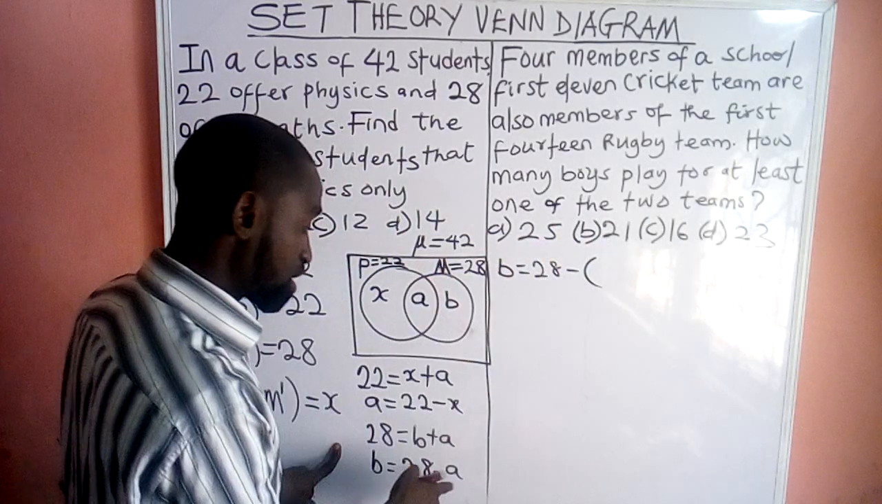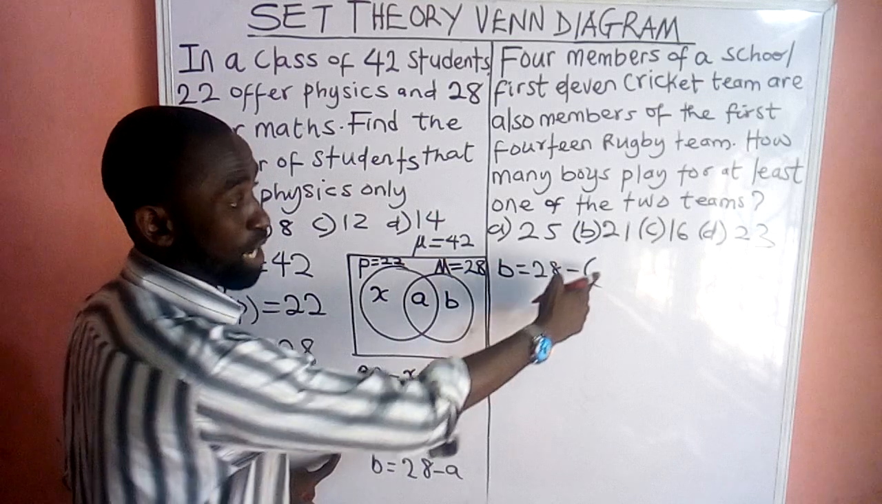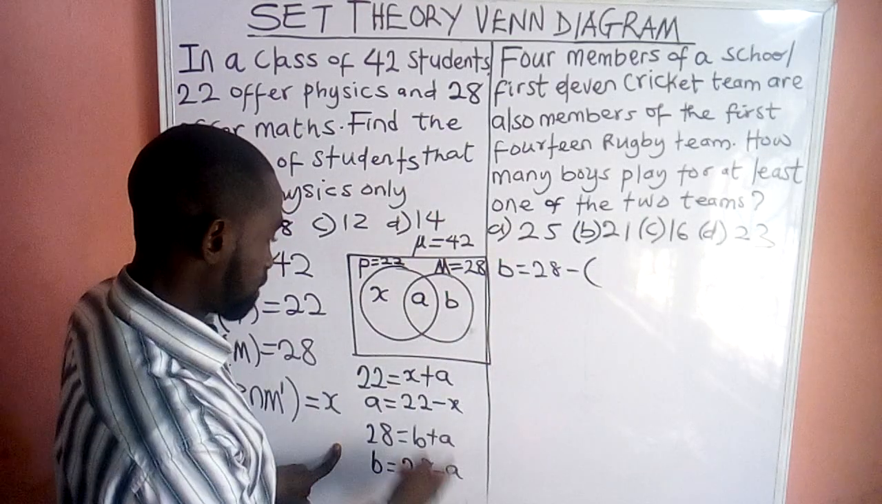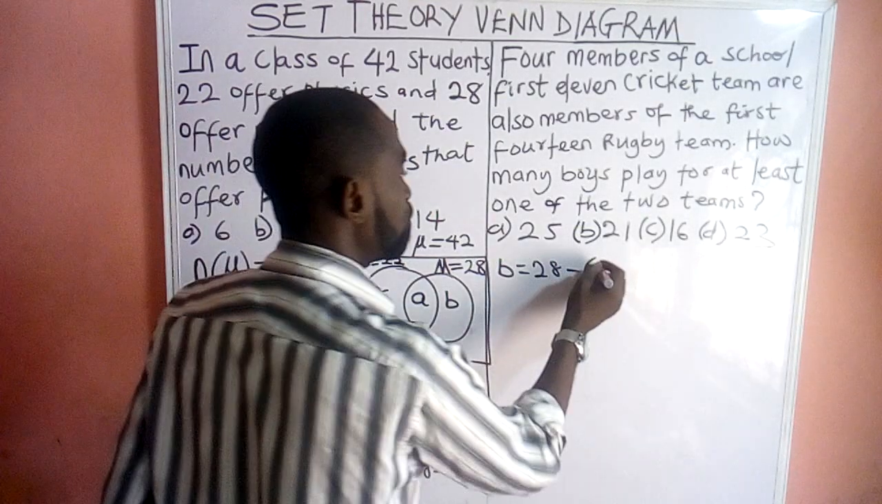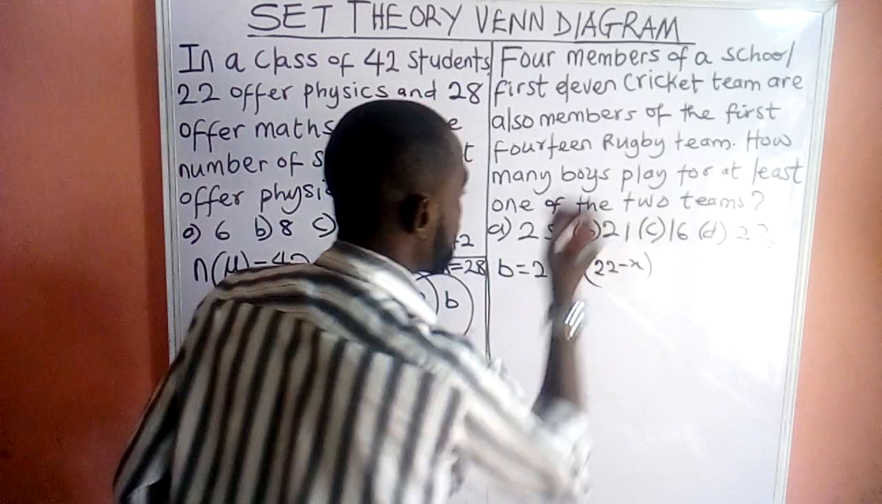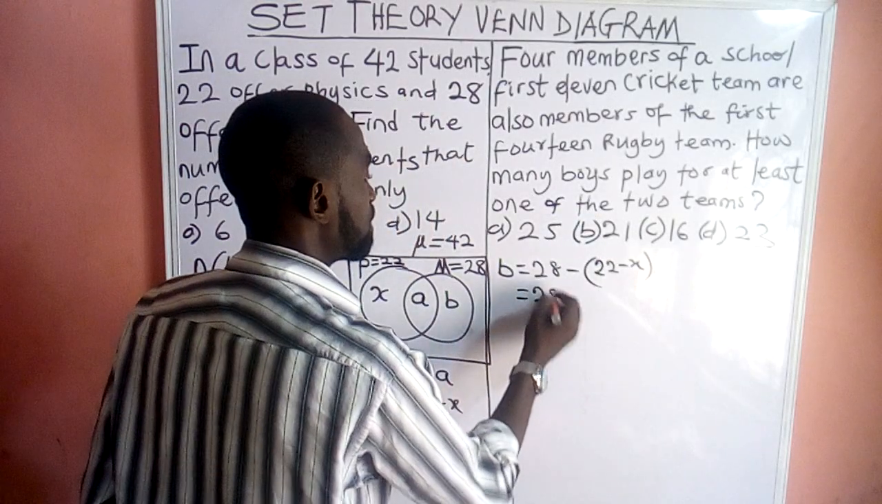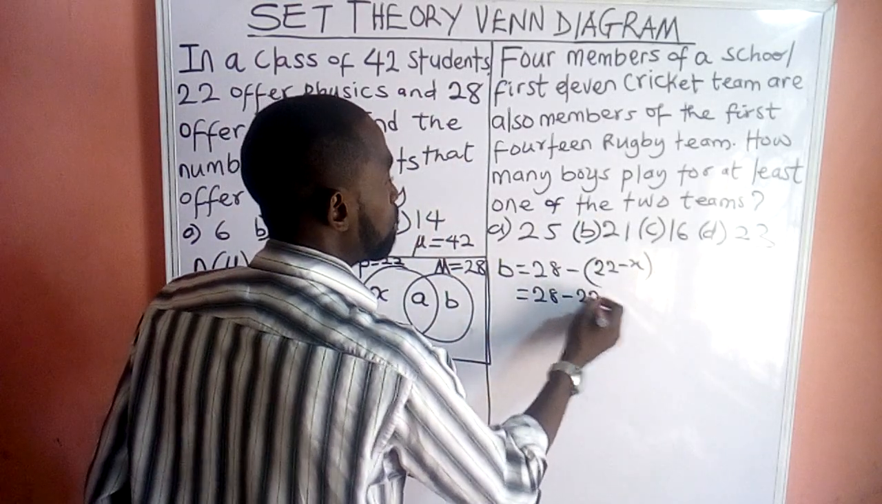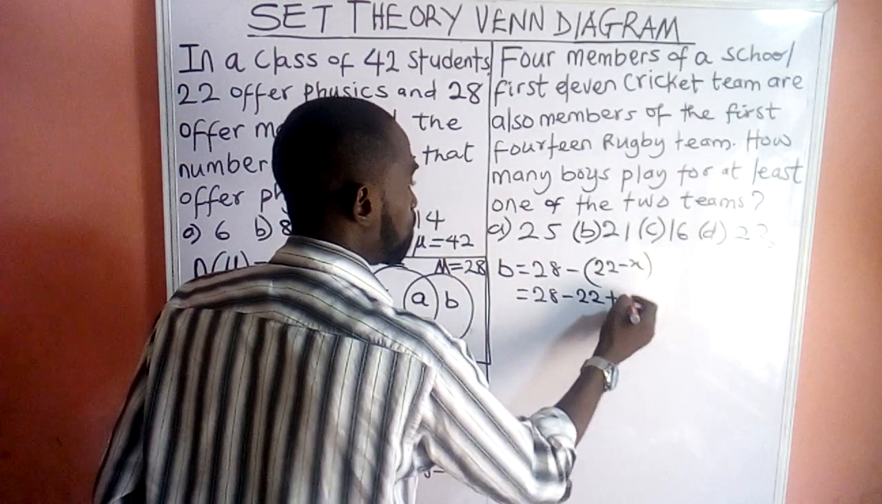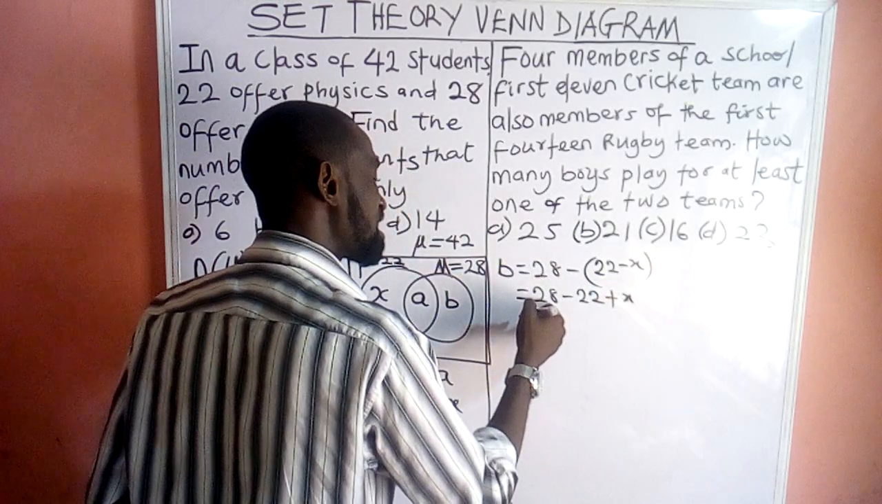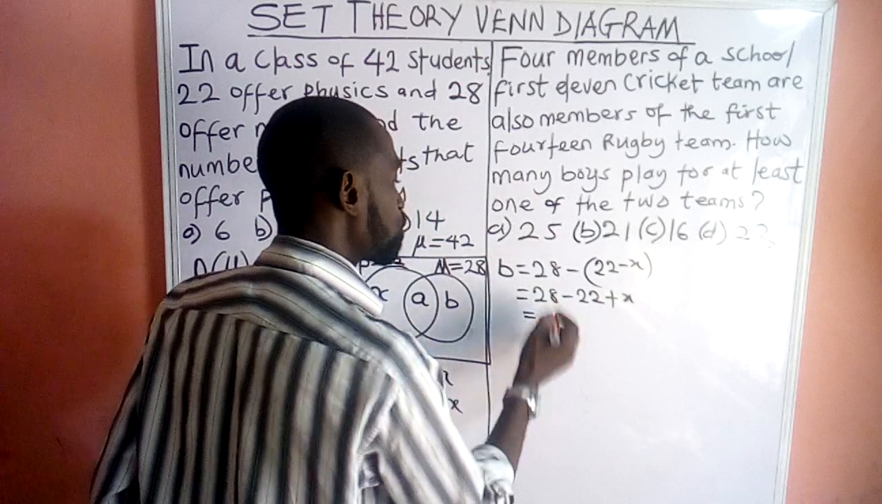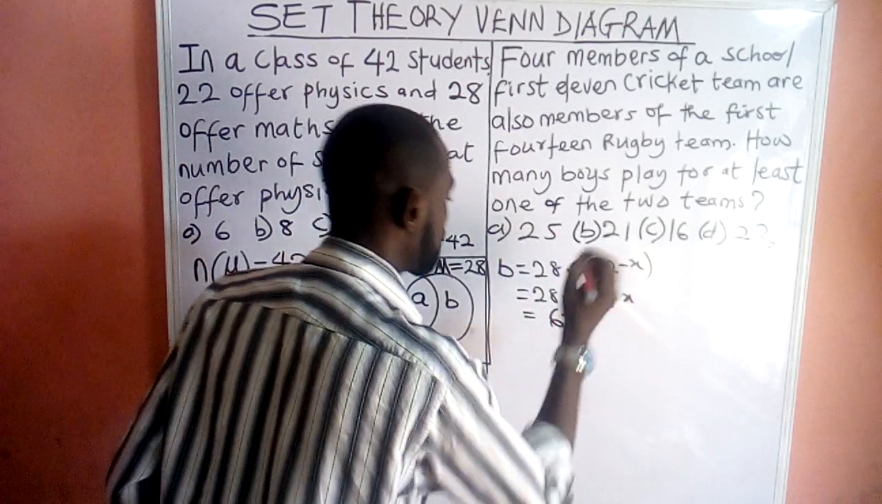Minus, and be careful here because it's going to be a compound effect. That was why I had to open this bracket. So a is 22 minus minus x. So I have 22 minus minus x. Open this bracket, we have 28 minus 22. Then minus times minus will give us plus x. Okay, so what is 28 minus 22? That will give us 6. So we have 6 plus 6 plus x.